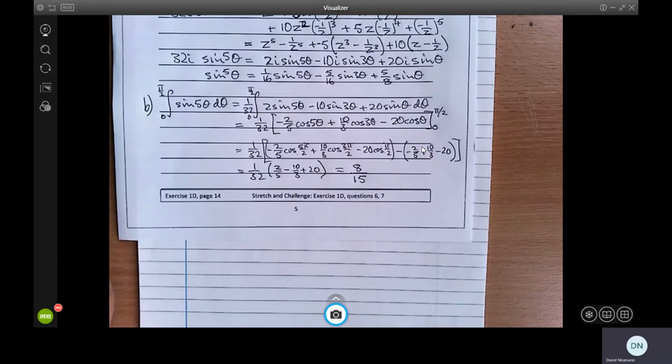So quite long examples there. It's quite involved working. I hope that is helpful, and we'll come back and look at another application of de Moivre's theorem for sums of series next.